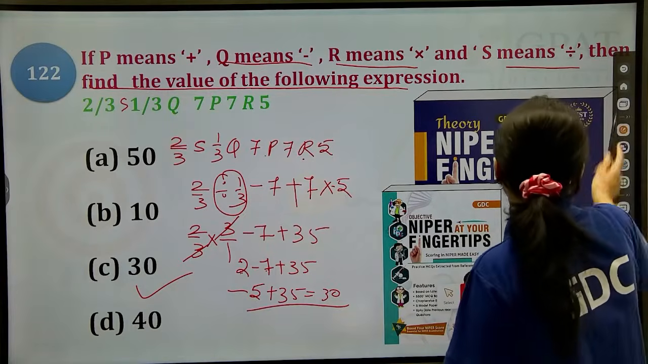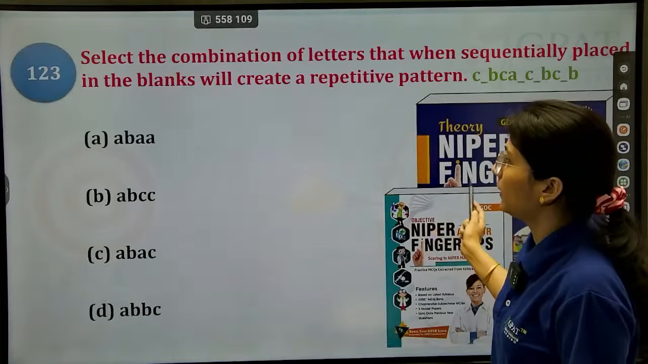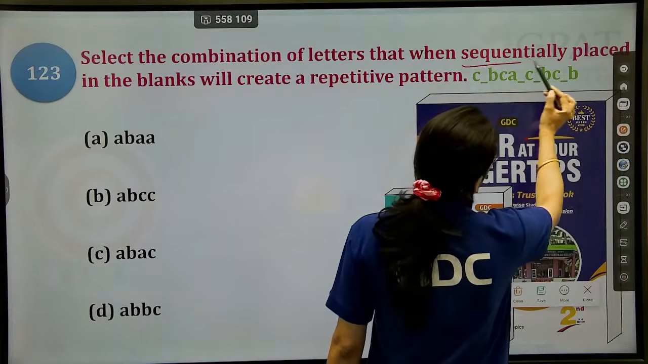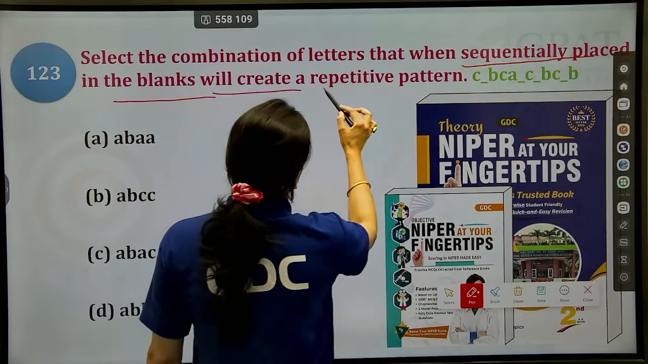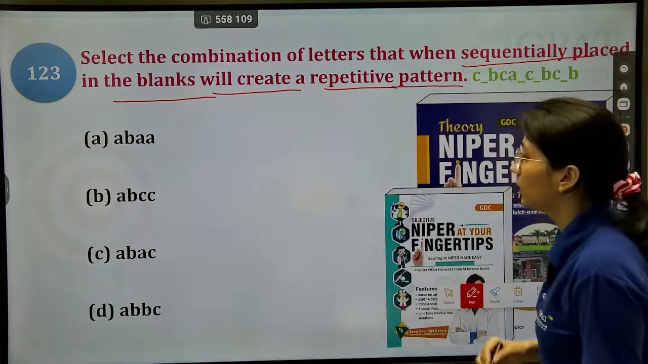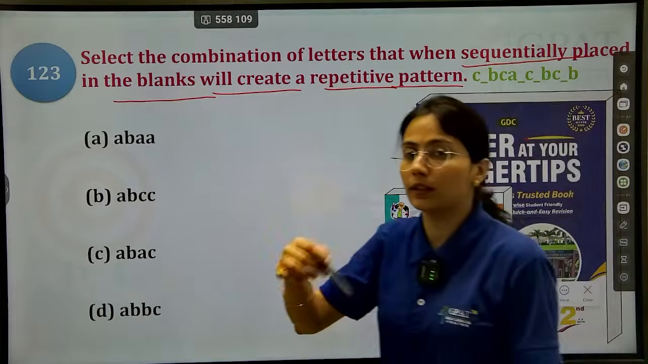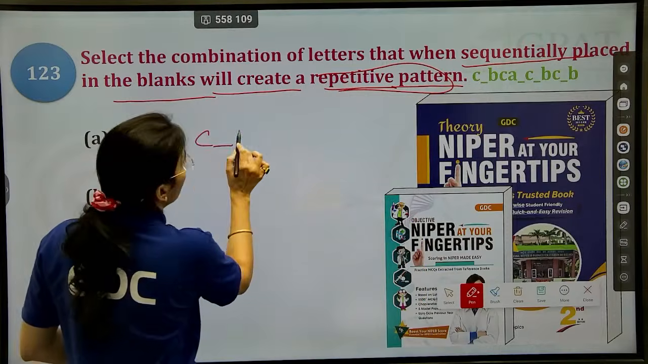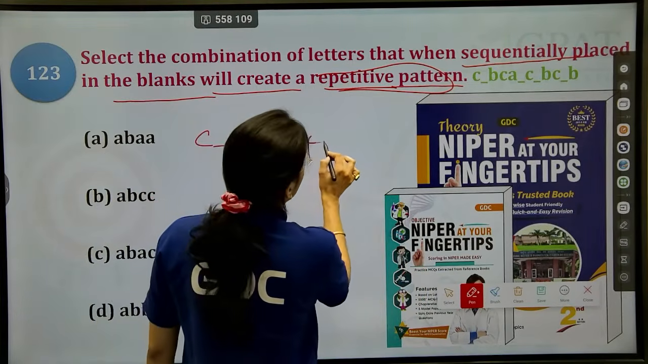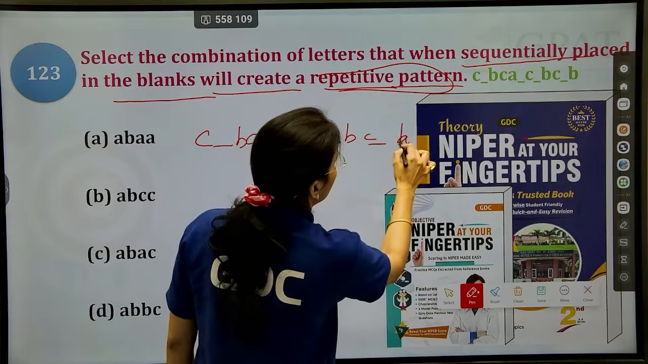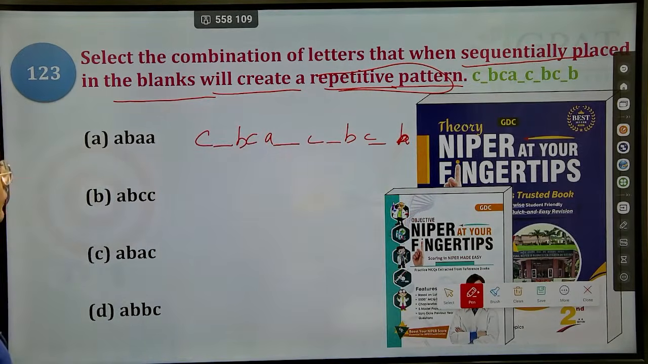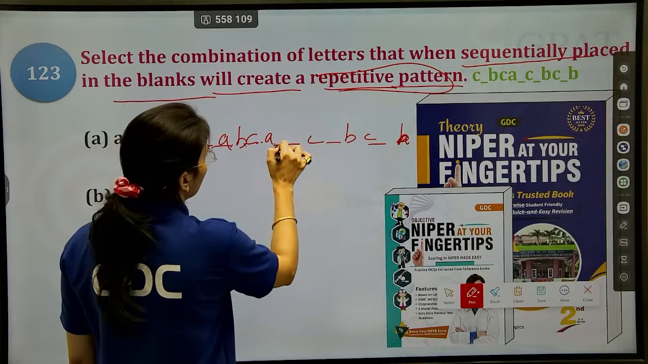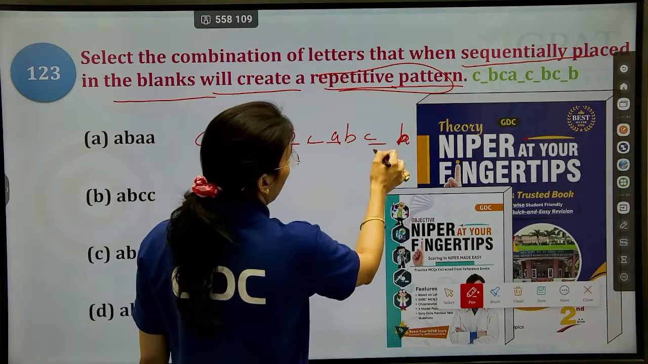Now move to the next question. Now question number 123. Select the combination of letters that, when sequentially placed in the blanks, will create a repetitive pattern. So you have to arrange in that way. There will be a repetitive pattern like C _ B, C A _, C _ B, C _ A _ B. C A B C A B C A B C, that is A B.